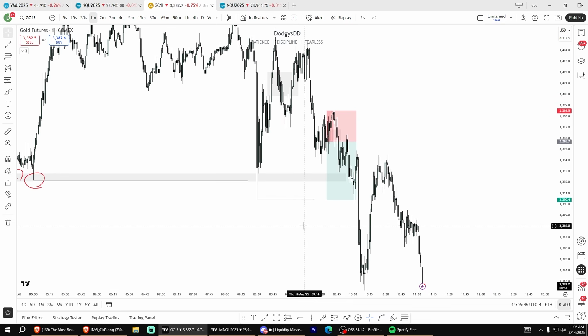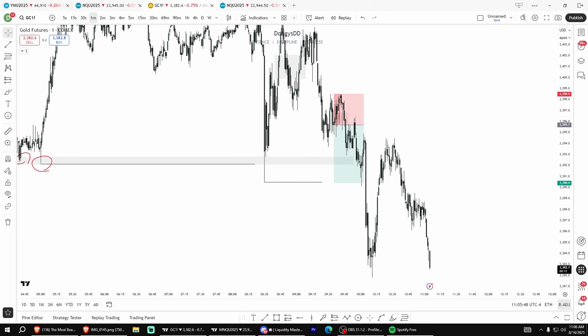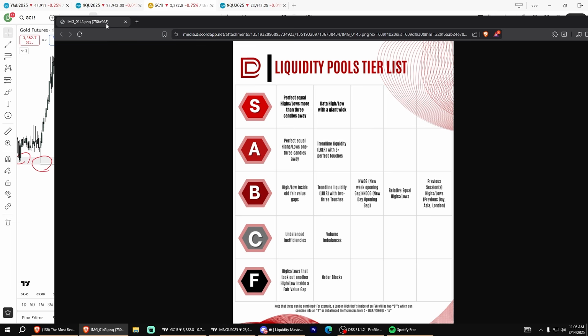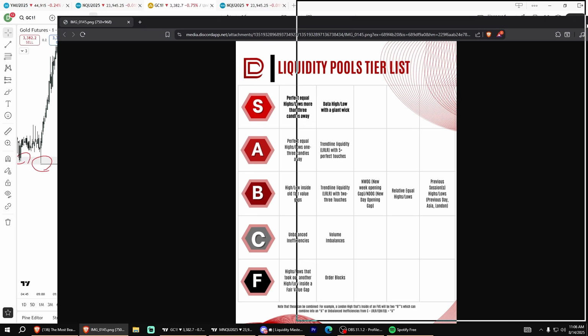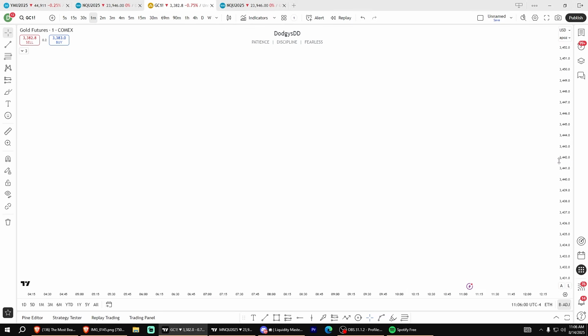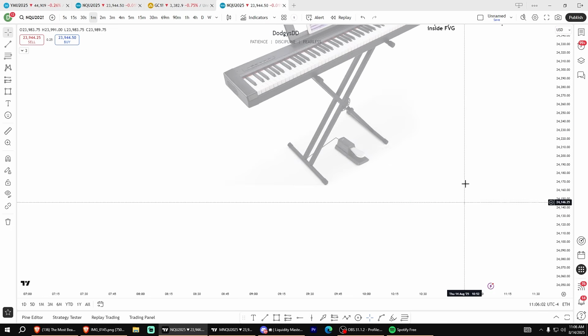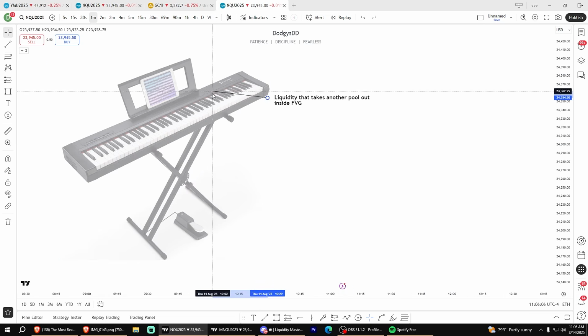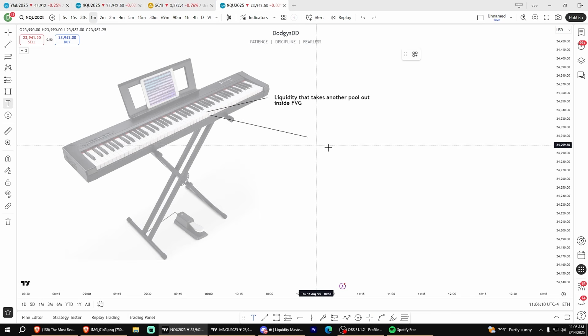All right. The next liquidity pool on our tier list, or the next note, is going to be order blocks. Order blocks are hit or miss. Let me go up to my drawing here, and we're going to be doing order blocks. Order blocks will be right here. That will be another note.